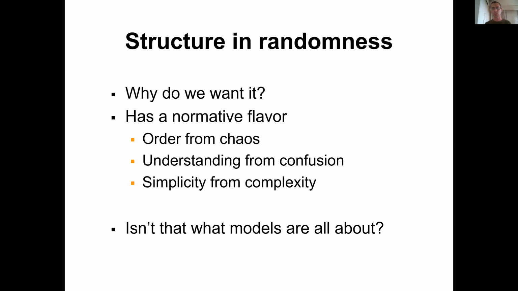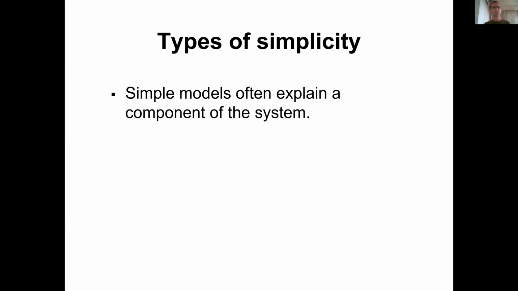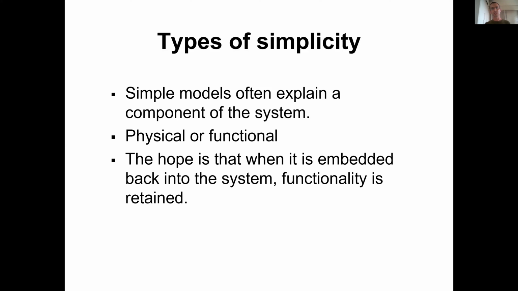In a sense, models are all about extracting structure from what will be an apparent randomness or something that is complex, and we want to try and understand it. But the word simple, of course, is not well defined. So one could think of simple models as those that explain a component of the system. Now, this component can be a physical component, but it can also be a functional component. So it can be a certain function the system has, or an actual anatomical component. And then the idea is usually that if we understand this component in isolation, and later we embed it back into the full system, functionality is retained. I mean, it can, of course, interact with other components, but this essence that we understood of this component in isolation, the simplicity of it, still helps us to understand what goes on when we put it back into the full system.